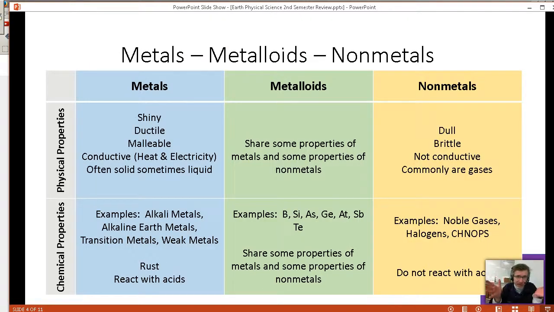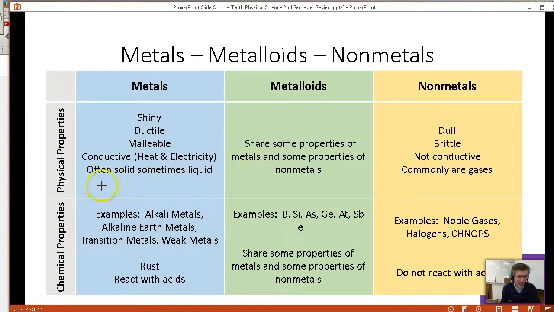If you wanted to see it in a table format or kind of in a summary, and this was what PS2B, some of our reassessment, was all about. Metals in blue, metalloids in green, non-metals in yellow. So metals have certain physical properties here, and non-metals have certain physical properties. Metalloids tend to share some of those. They can be in between. They sometimes might be shiny and sometimes they might be dull. Sometimes they might be conductive, sometimes they might not be conductive.